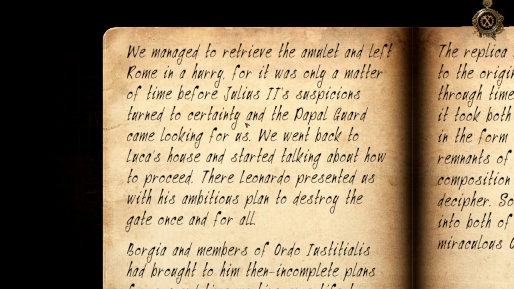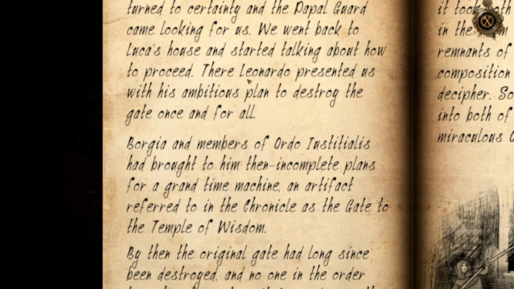We managed to retrieve the amulet and left Rome in a hurry, for it was only a matter of time before Julius II's suspicions turned to certainty and the papal guard came looking for us. We went back to Lucas' house and started talking about how to proceed. There, Leonardo presented us with his ambitious plan to destroy the gate once and for all.